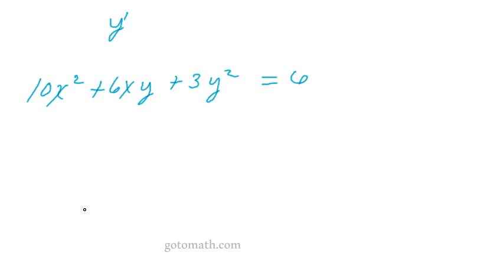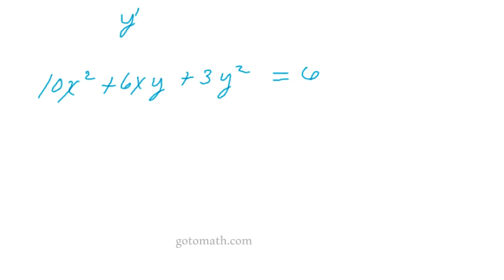Alright, so we want to find y prime, and we've got 10x squared plus 6xy plus 3y squared, and it's equal to 6. And I've been kind of saying this on all the problems in this section, but we could easily be asked to find dy over dx, so this would be the same thing, okay?